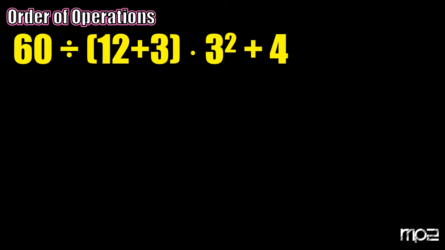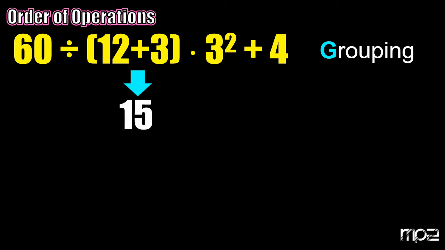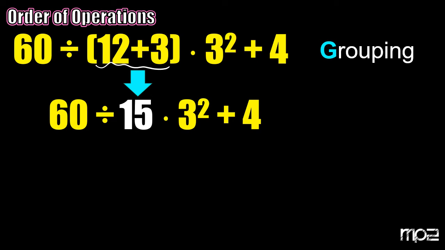And so we know that in GEMDAS, we're going to start with our grouping symbols. If you get that first step down, you are one step closer, because you're doing 12 plus 3, giving you 15. Just like we said in the previous video, you're going to do one step and then rewrite the entire problem. So we ask ourselves, do we have any more grouping symbols? And the answer is no.